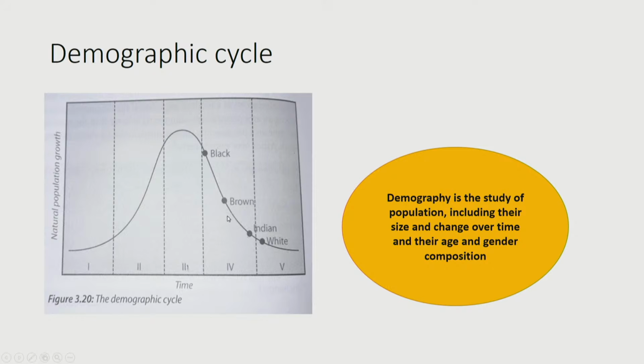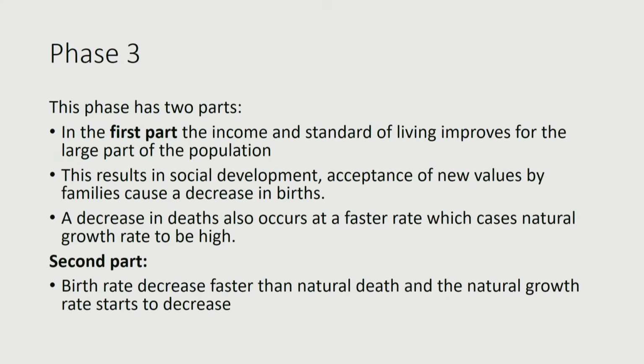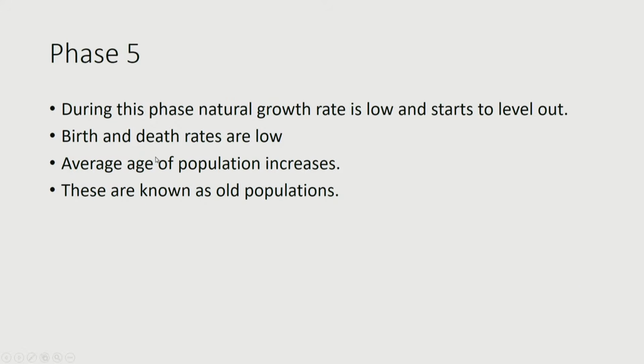So let us now move to the fifth stage of the demographic cycle. During this phase, natural growth rate is very low, and it starts to level out. And then birth and death rates are very low. People are not giving birth in large numbers, and people are not dying in large numbers. So the average age of a population starts to increase. This means now that people start to live for a very long time, in other words, up to their 60s, 70s, sometimes even 80s, and this is known as an old population. So that is what happens in the fifth stage.